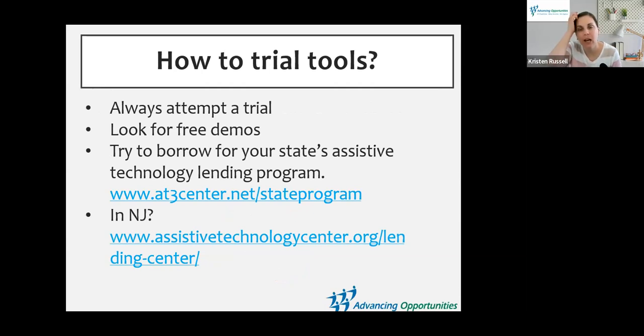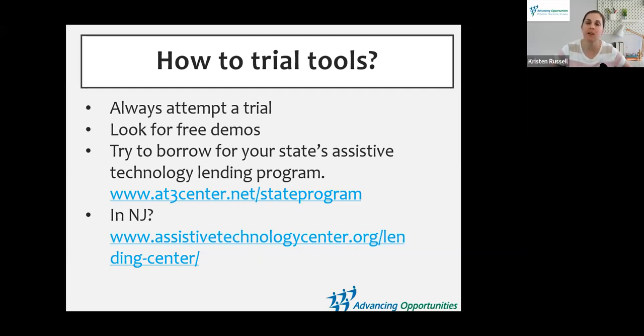So, mentioning how to trial tools. Like I mentioned, there are a lot of free demos out there for software or apps or Chrome extensions, and a lot of things are free, but each state in the country has an assistive technology lending center. I put this link in here where you can look up your state. In New Jersey, the agency that I work for, Advancing Opportunities, houses that Assistive Technology Lending Center. So if you happen to be in New Jersey, you could reach out to me. You can click on this link to find out more information.